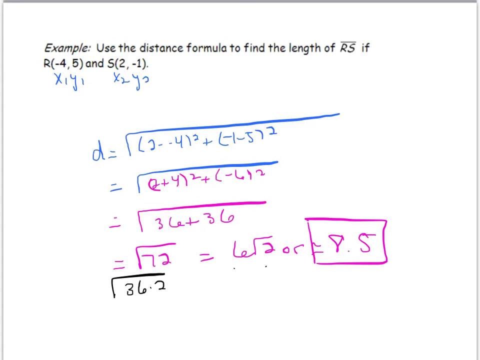Now, you didn't have to have this down. I just wanted to kind of show you. The actual answer, if you use your calculator, the square root of 72 is about, or approximately, that's what these squigglies mean, 8.5. Make sure you have your whisk ready for tomorrow.